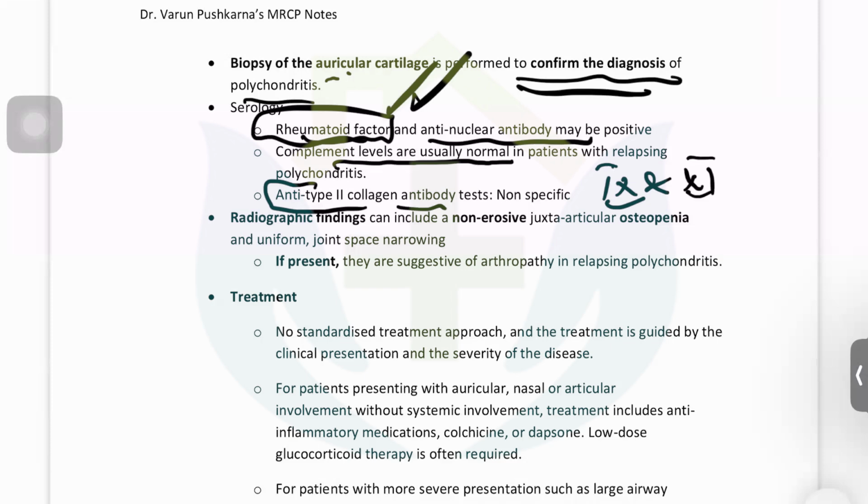Radiographic findings, remember, have to be non-erosive. Everything else is just like rheumatoid arthritis, that is juxta-articular osteopenia and uniform joint space narrowing will be there, suggestive of arthropathy.